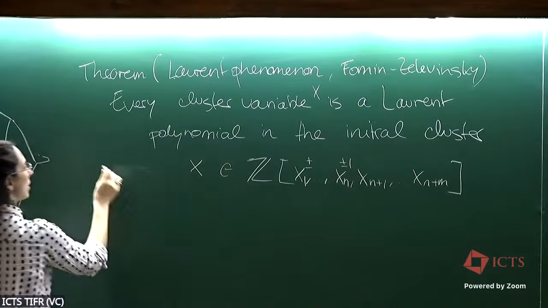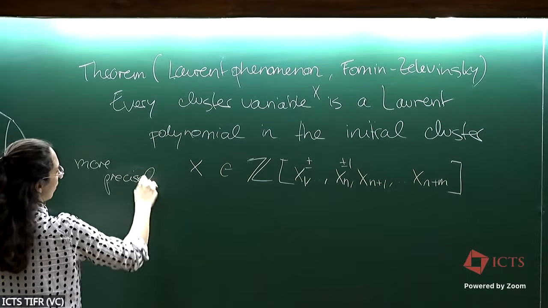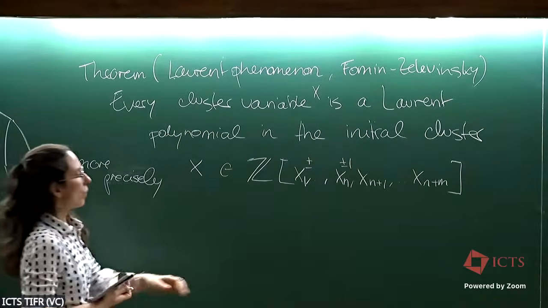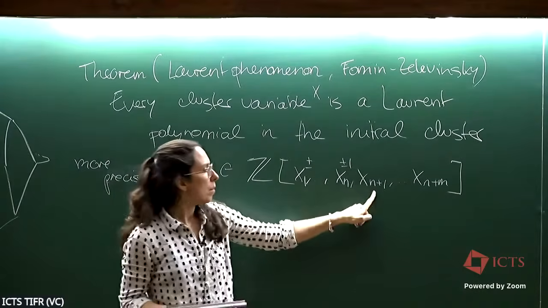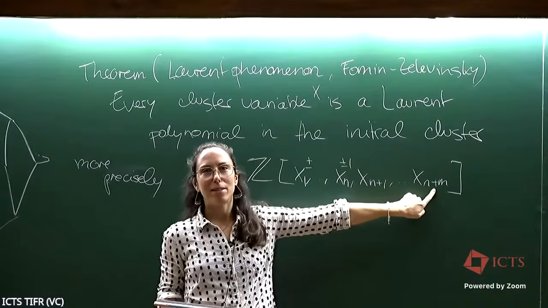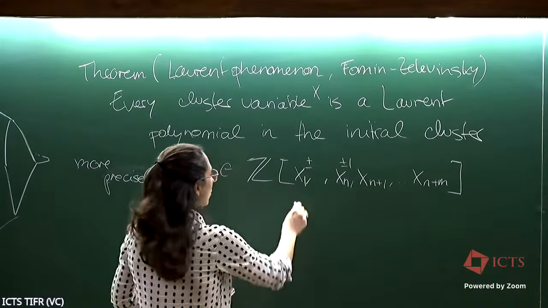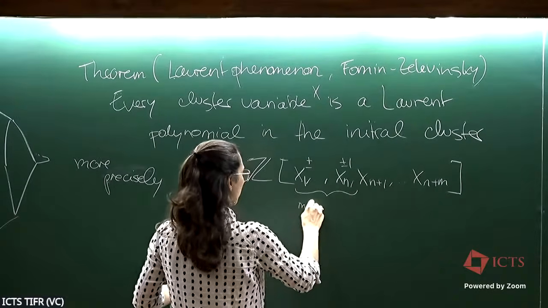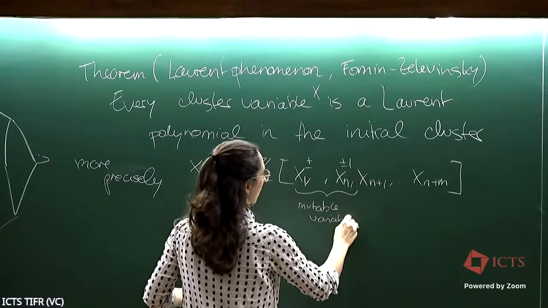Let's say more precisely, I have the following statement where x1 to xn are my mutable variables, and xn plus 1 to xn plus m are the frozen variables. I slightly changed notation from yesterday because there were so many typos in the notes. This convention won. So these are the mutable vertices, mutable variables, and these are the frozen variables.